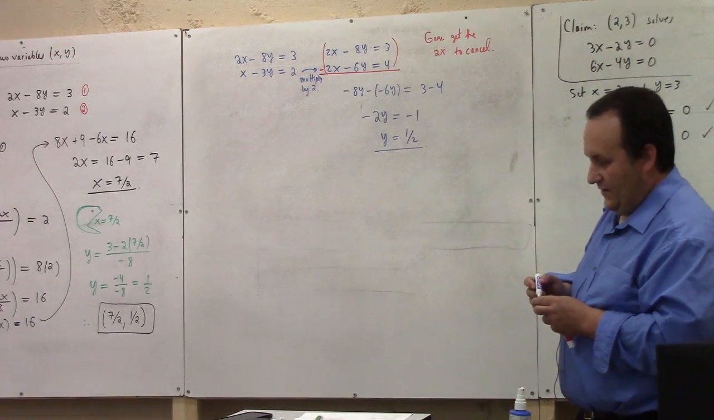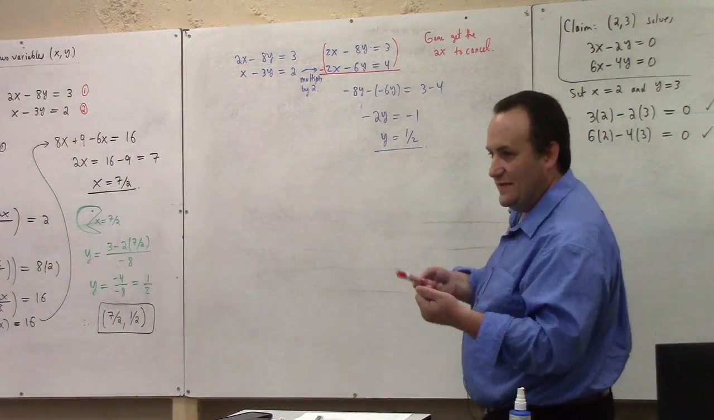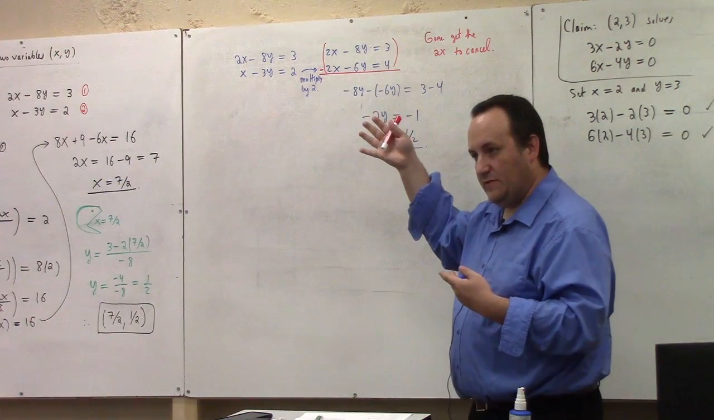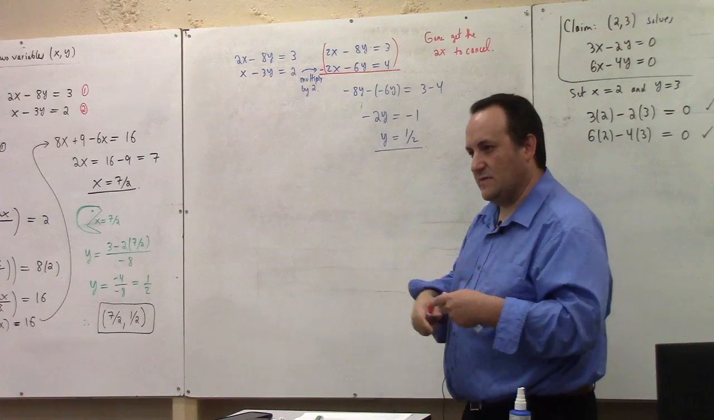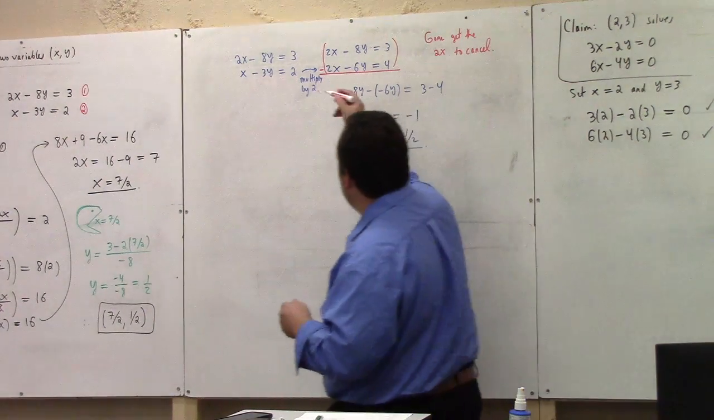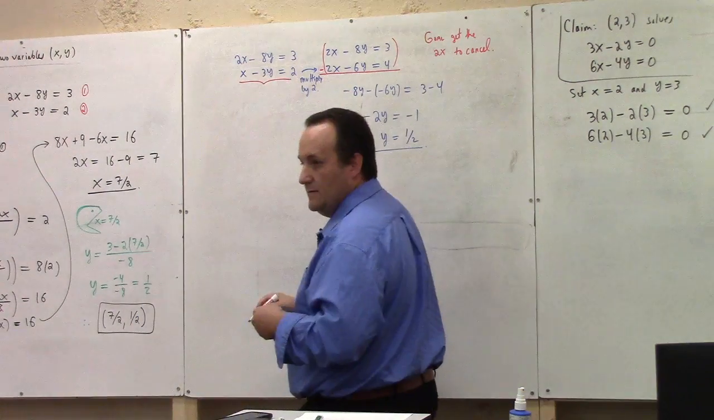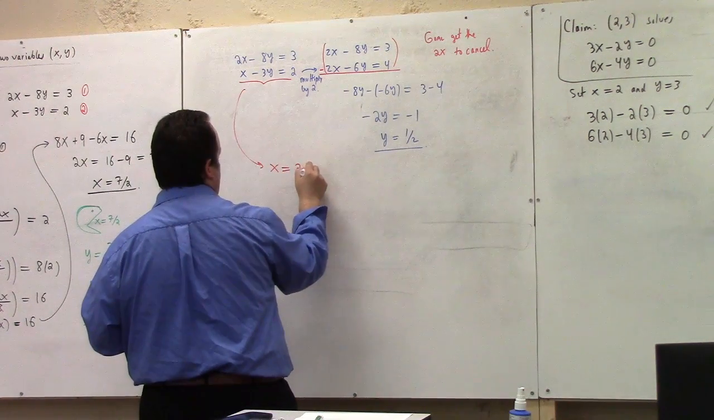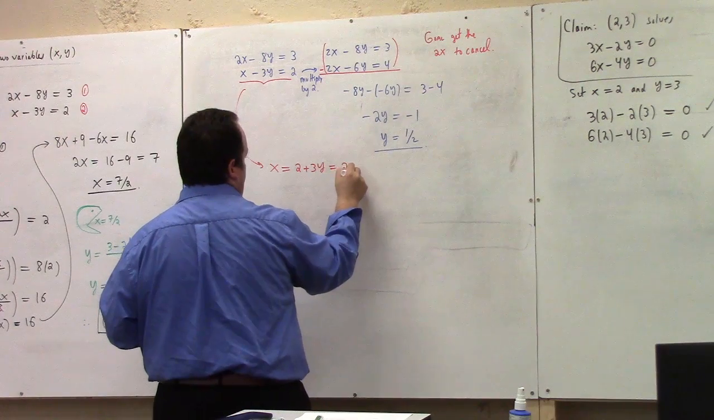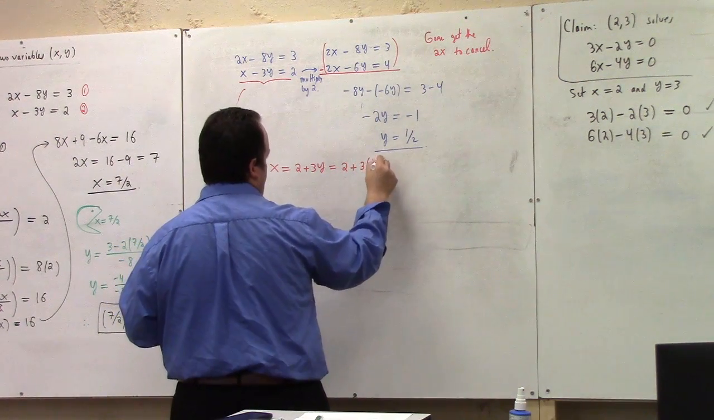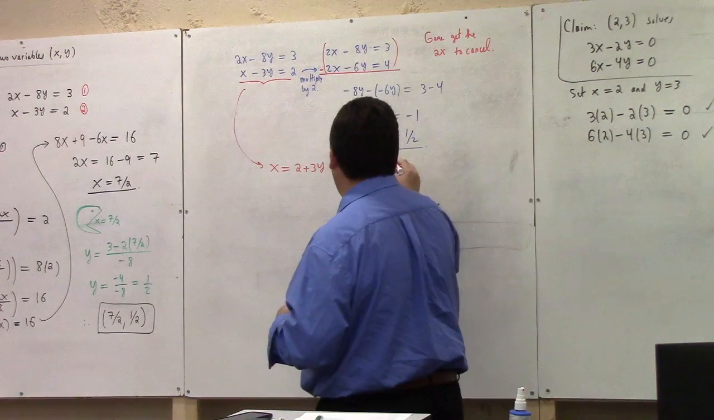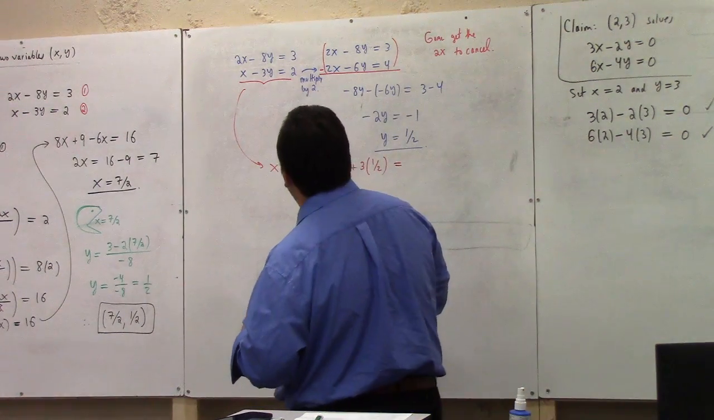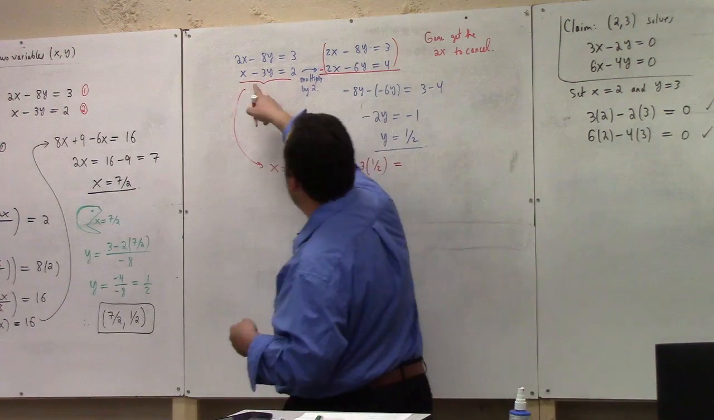Plug it in. I think I would try to be as lazy as you can. Once you find one of the variables, go back and look at your list of original equations and ask yourself, which one is easiest to work with? To me, this one. That one says x is equal to 2 plus 3y. But y is 1/2. I added 3y to the other side, so I solved this for x.